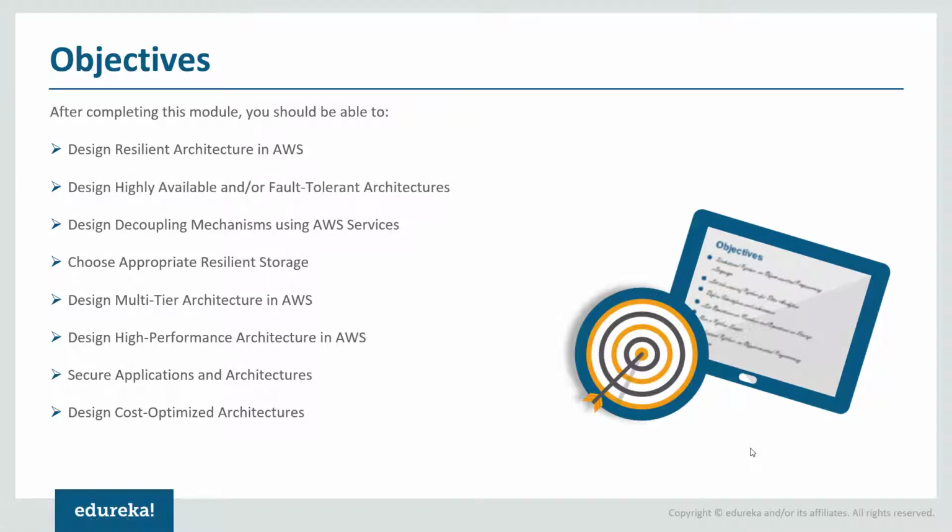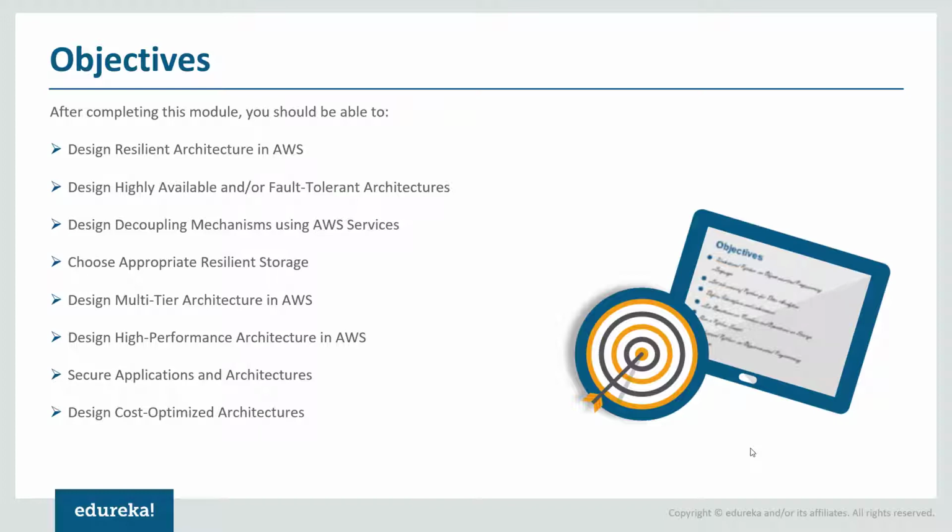Let us begin by understanding the objectives of this module. At the end of this module, we would like to ensure that we understand how to design resilient architectures in AWS, which are fully available and highly fault tolerant. Whenever you're designing any application on AWS, how do you ensure that these applications are not dependent on each other? Ensure that whenever you're storing data, you use the best resilient methods that are available.